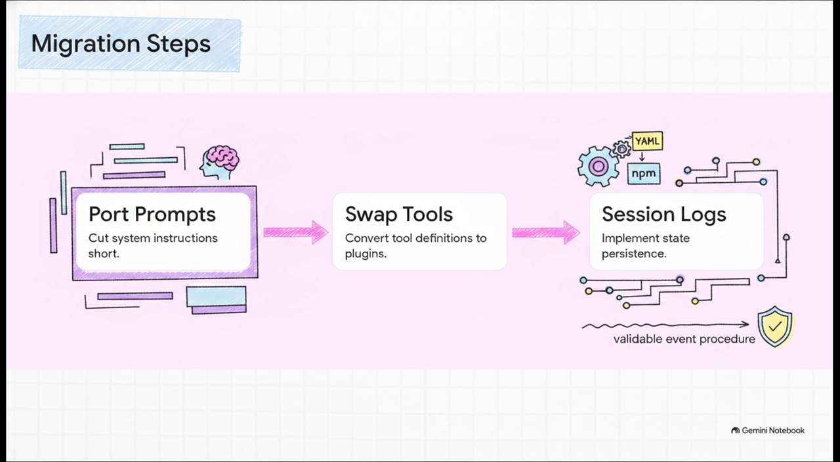So your actual migration journey looks like this. Step 1, port over and heavily trim down your system instructions. Stop trying to control every little step and just let the agent's reasoning take the wheel. Step 2, you're going to swap your fixed tool definitions into DSH plugins, because literally everything in DSH is a plugin that you configure with a simple YAML file or just an npm command. This part is incredibly straightforward. And step 3, implement session log state persistence. You'll move your context handling over to DeepSeek's traceable event stream. And of course, always follow this up with a solid validation procedure to make sure your new DSH setup is at least functionally matching, if not outperforming, your old Claude stack.